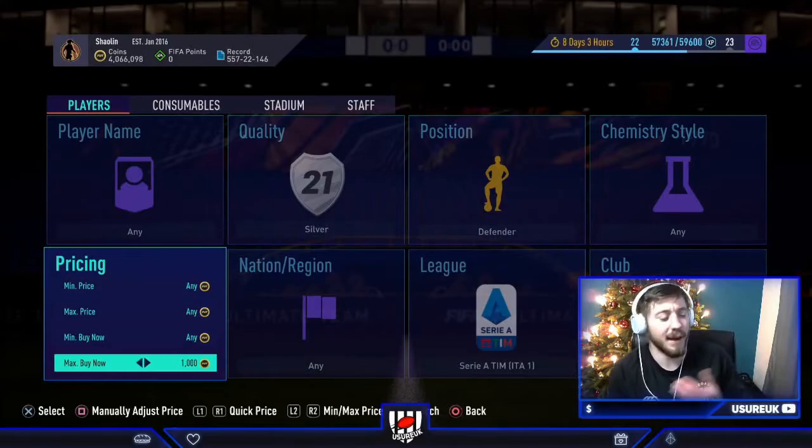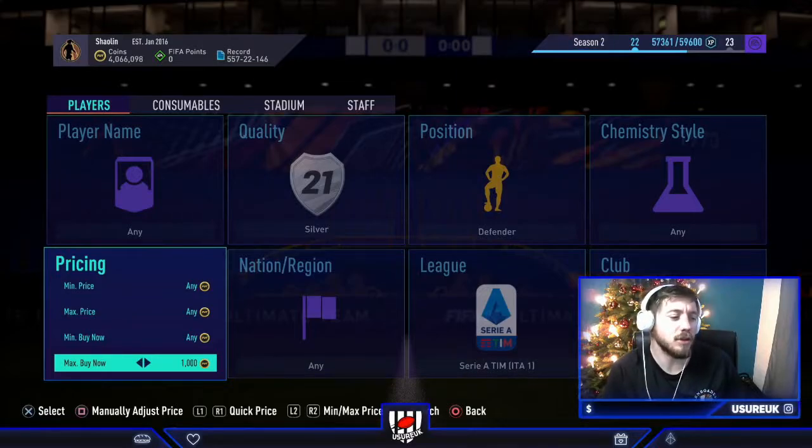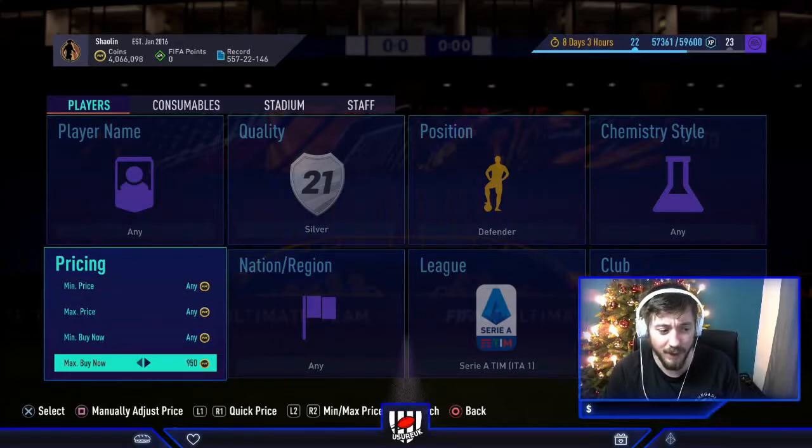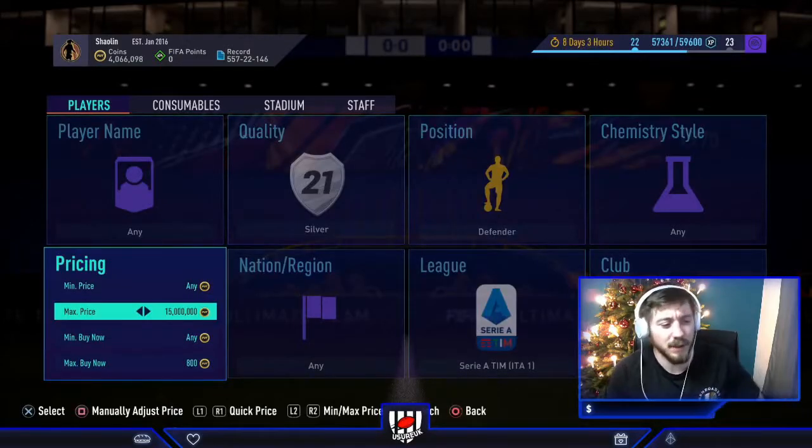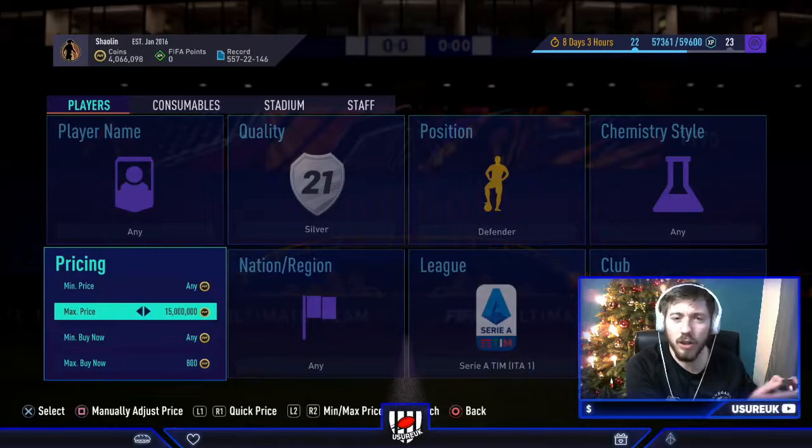Now, if we want to calculate our profit backwards, we want to know if we're selling them at 1,000, we know we can sell them at 1,000. How much should I buy them for, and how do I buy them in order to make a profit? Now, one thing you can do is you can just lower this to under the price, and you're going to try and snipe these cards. All you do here is increase the max price to 15 million, and you're just going to refresh the market.